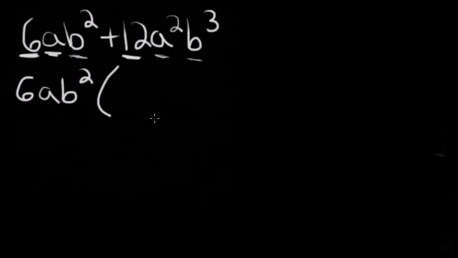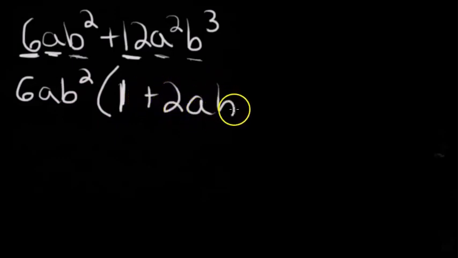Now, what is 6ab squared divided by 6ab squared? That just gives us 1. So the 1 goes in the first spot inside of our parentheses. Next we have 12a squared b cubed divided by 6ab squared. That one gives us 2ab.